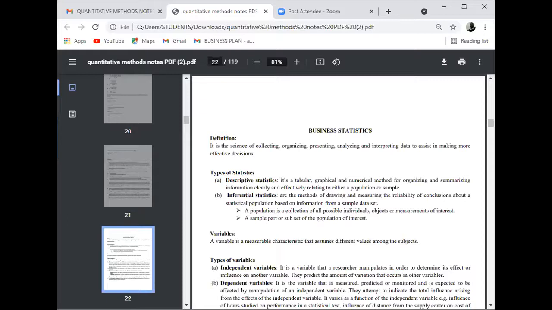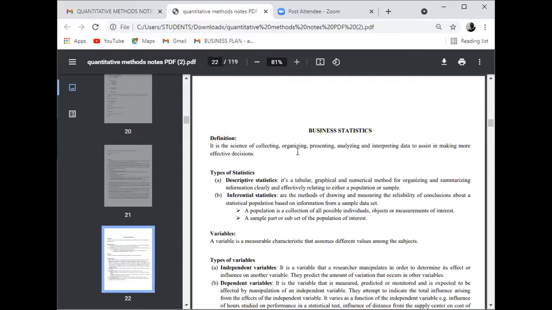It is a science of collecting, organizing, presenting, analyzing, and interpreting data to assist in making more effective decisions. As a country, we might be interested in knowing the cost of living. For us to be able to know the cost of living, we shall have to do some statistics. We go ahead and find out what is the level of income of the consumers, who are the citizens. We get to know the prices of the basic commodities. After getting all that information, that is the part of collecting data. When we go to find out how much the majority of the citizens are getting as income, that is collecting the data.